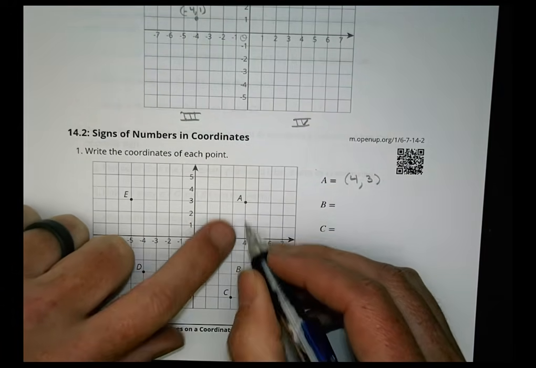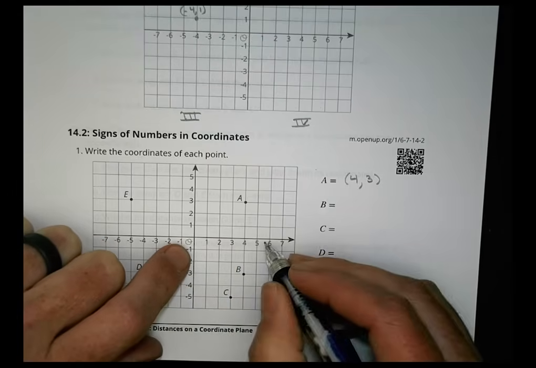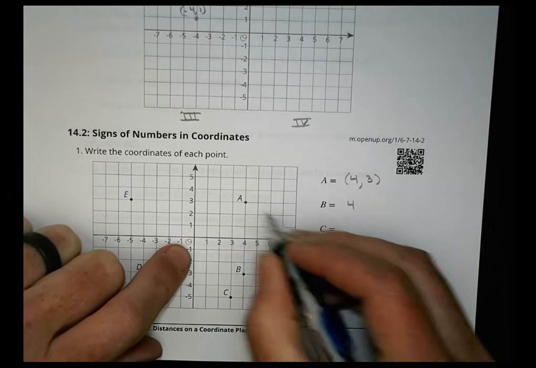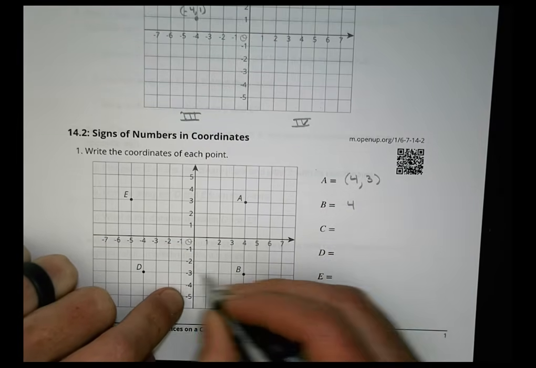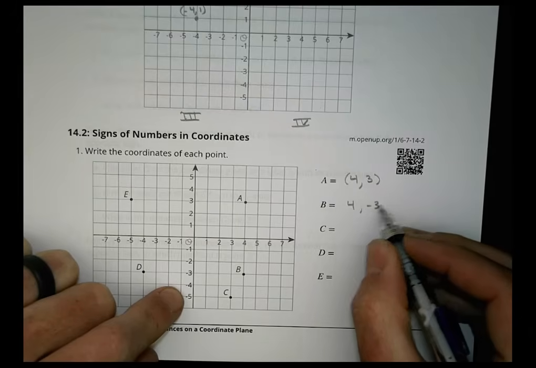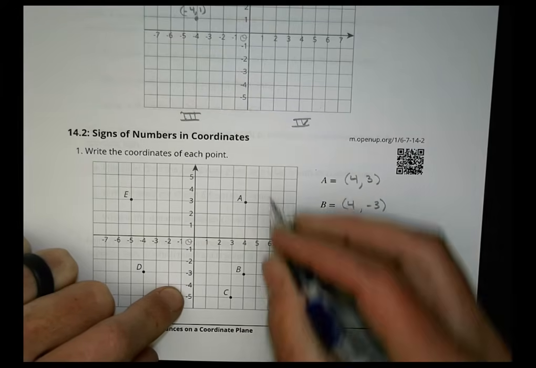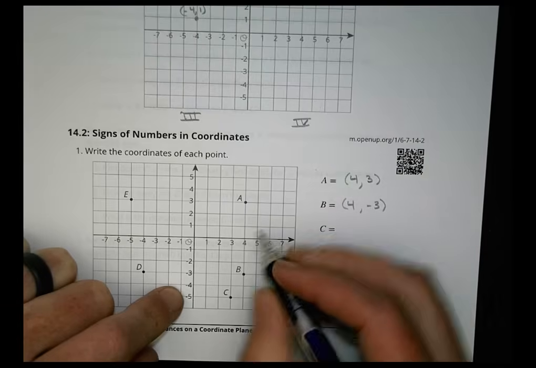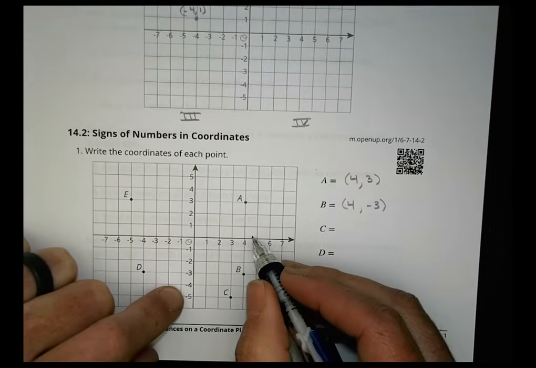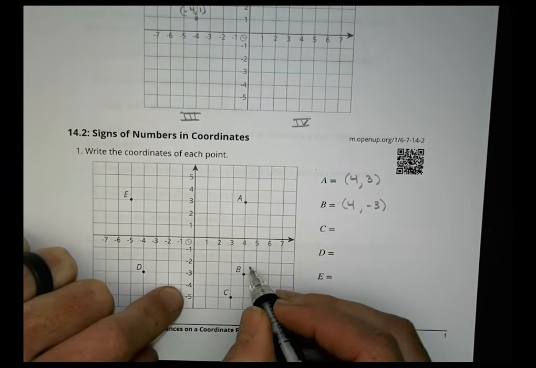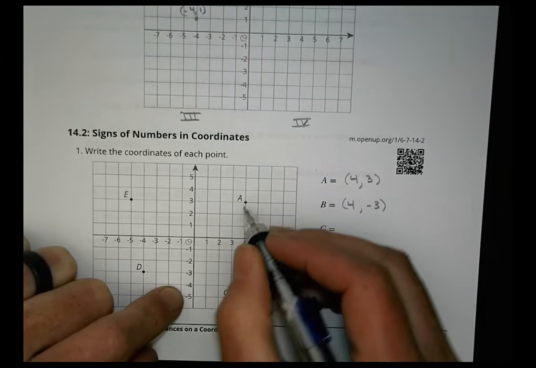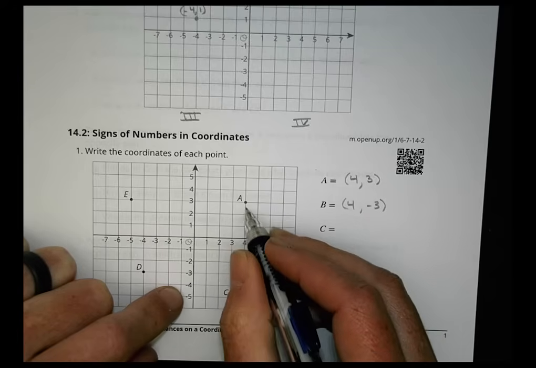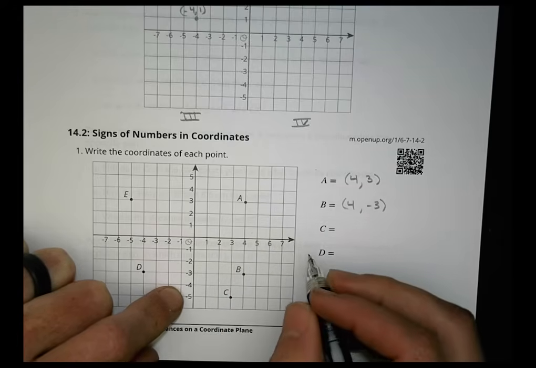B is also located at 4 in terms of the x value, but its y value puts it down here at -3. So there's a difference there, right? They're on the same vertical line because their distance from the y-axis is the same. It's 4 away for both, but where they're located from the x-axis, one's positive and one's negative.